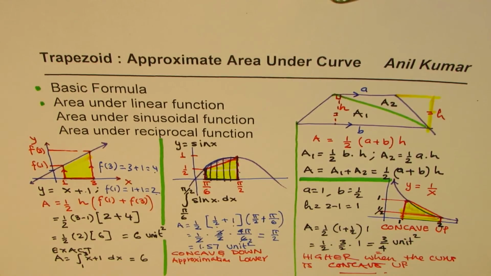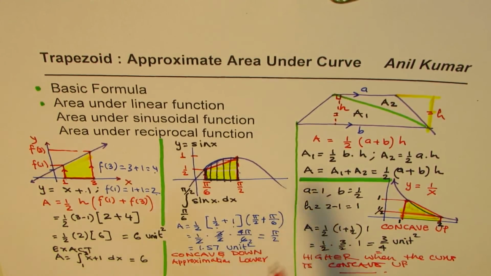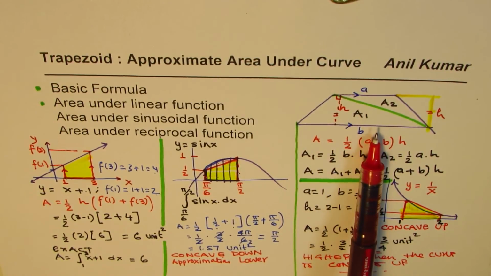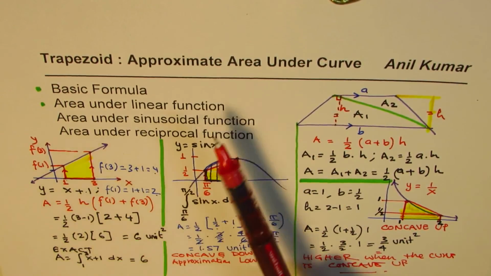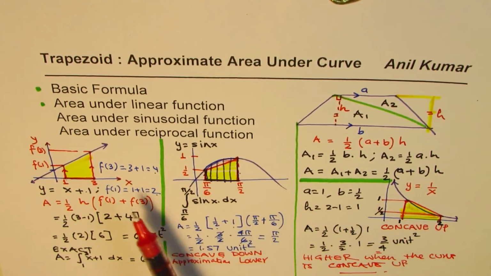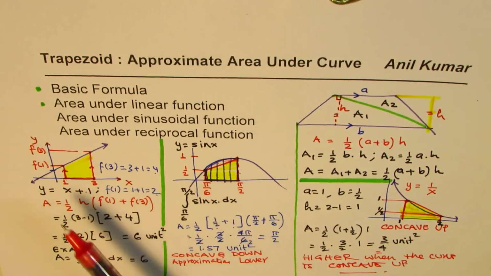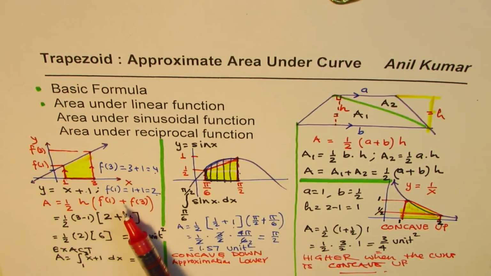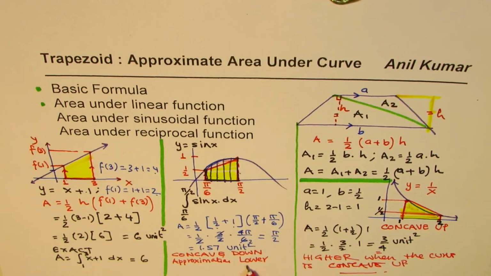At this point, let me conclude by saying that this simple area of trapezoid can really help us to approximate very well area under the curves. We have taken extremely simple examples to illustrate. If you have a linear function, then the approximation is exact. If you have concave down, then the approximation is on the lower side, and if you have concave up function's curve, then the approximation is on the higher side.